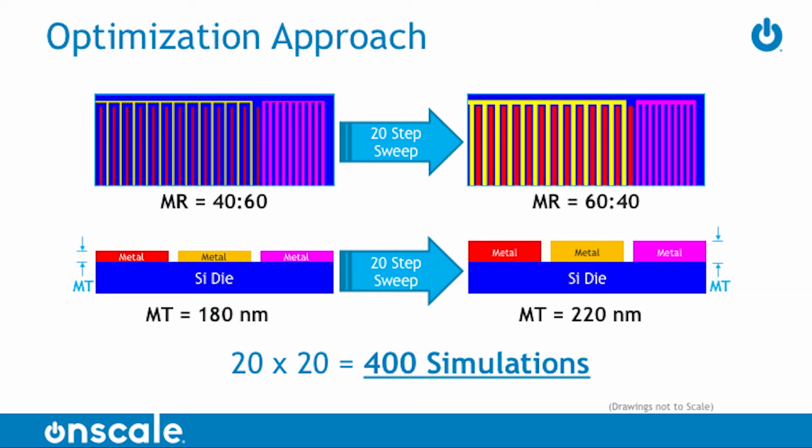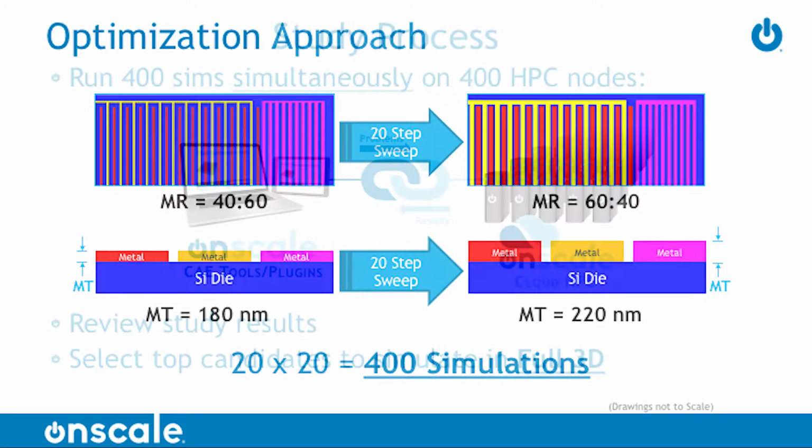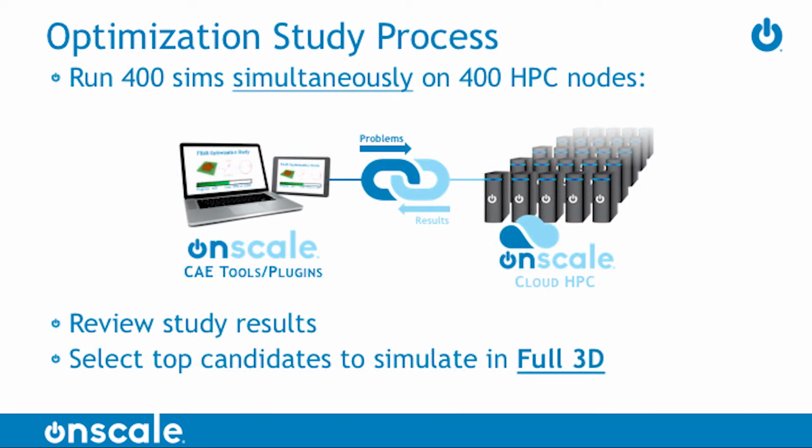Our approach is to vary the metallization ratio, or the ratio of metallization on the top layer to die area, from a ratio of 40:60 to a ratio of 60:40 in 20 steps. Meanwhile, we are also going to vary the metal thickness from 180 nanometers to 220 nanometers in 20 steps. Now, this study would ordinarily require 400 discrete simulations, a daunting task for legacy CAE systems and legacy HPC hardware. But thankfully, we have access to the OnScale Cloud HPC platform, so we can run all 400 simulations in parallel and get results back nearly instantaneously.